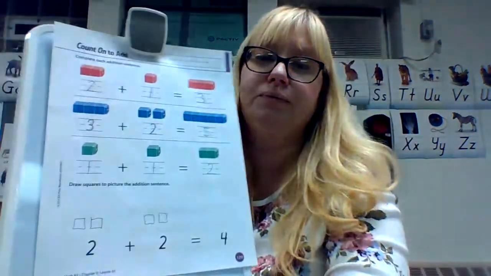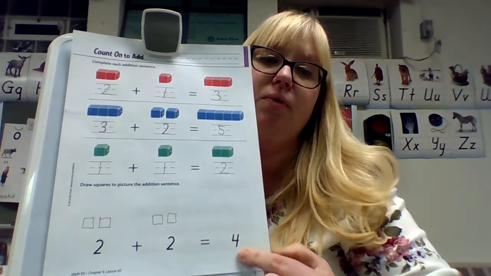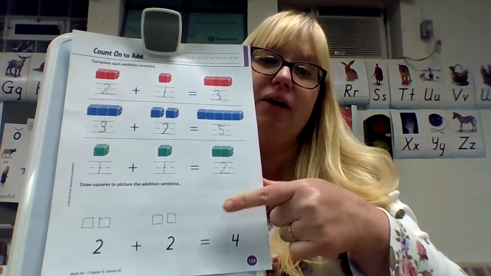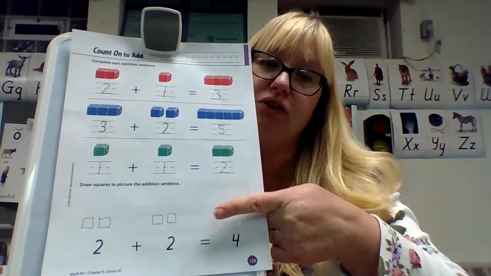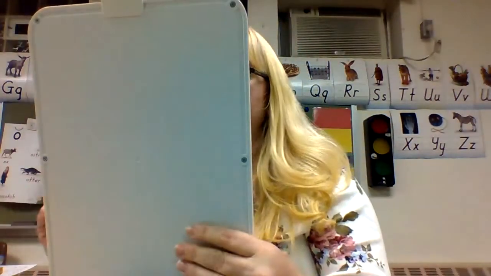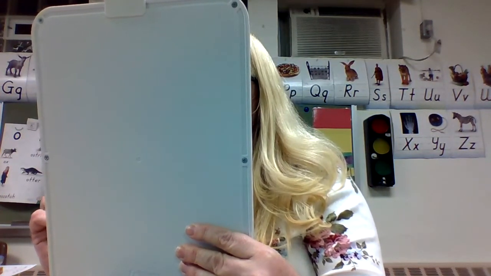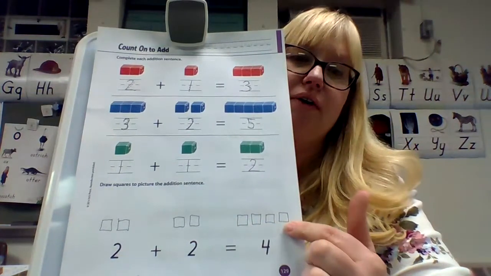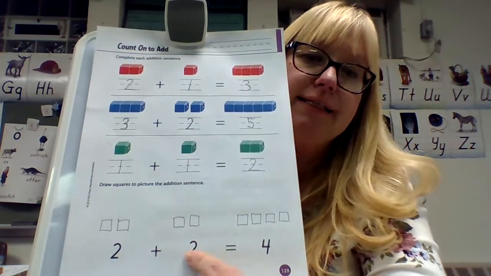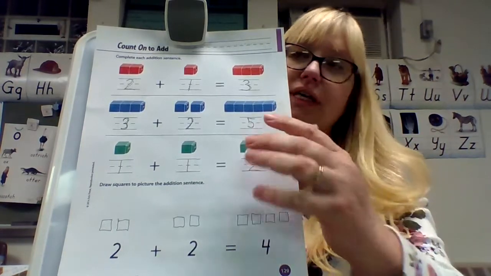So draw me 2 squares above this number 2. So they want to know what 2 plus 2 equals what? 4. So how many squares are you going to draw above the 4? 4 squares. You should be drawing me 4. So 1, 2, 3, 4. So you should have 4 squares drawn over here. So 2 plus 2 equals 4. Okay, that's what you should have done on there.